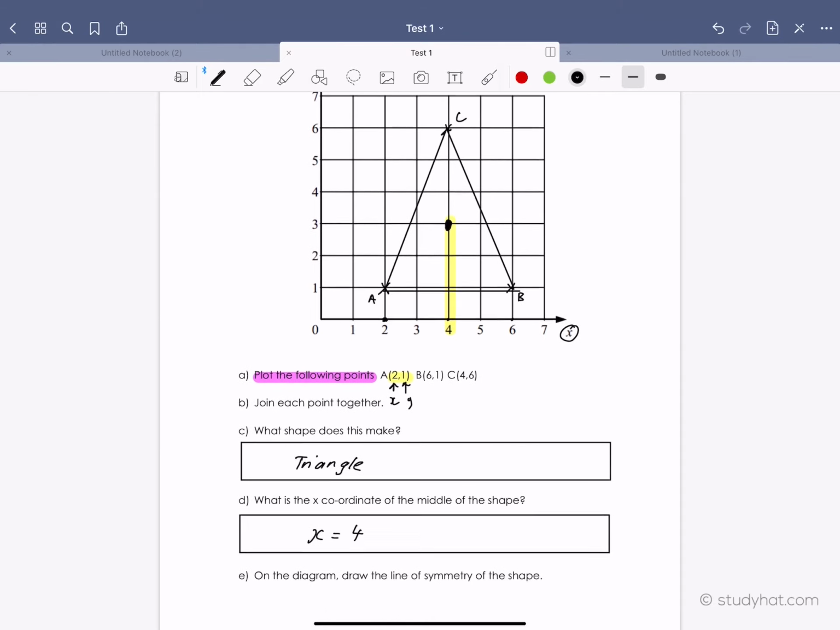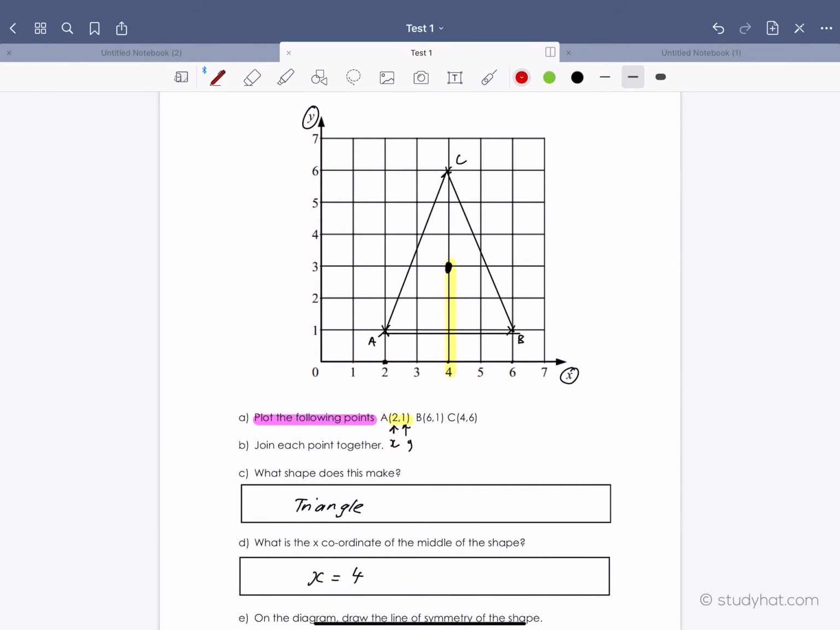The line of symmetry is the line that cuts the shape in half so that both sides are the mirror of each other. So the line of symmetry here would be through the middle. I'll make it a bit straighter. We can see the shape is the same. It's a reflection of itself.